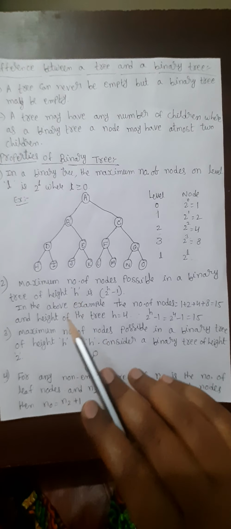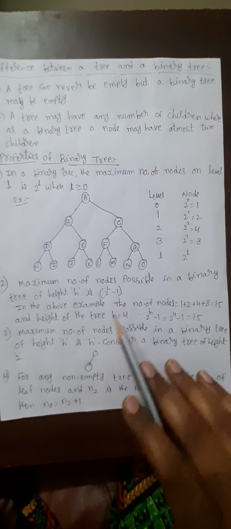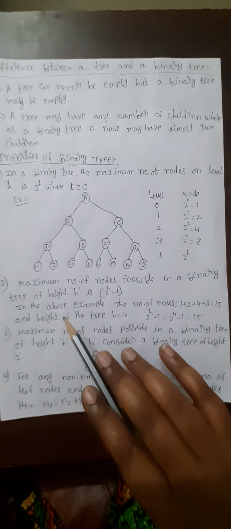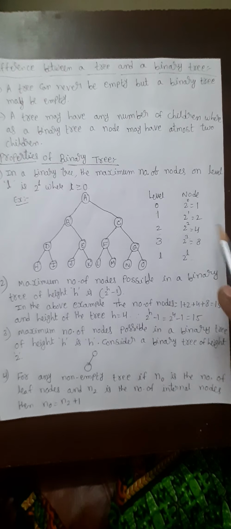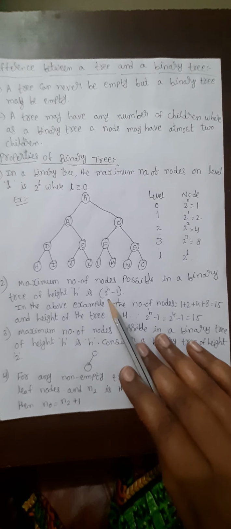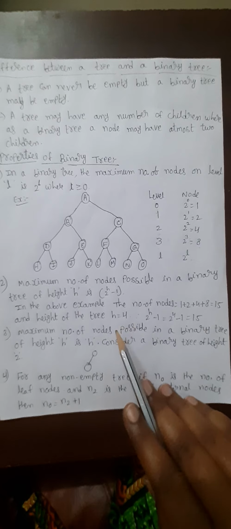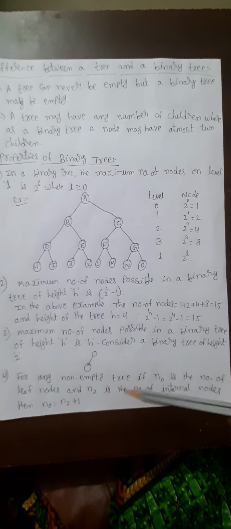And the next one is the maximum number of nodes possible in a binary tree of height h, which is 2 power h minus 1. In the above example, the number of nodes we have already seen is 1, 2, 4 and 8, that is 1 plus 2 plus 4 plus 8 equals 15. And the formula is 2 power h minus 1. Here the height of this tree is 4, that is 1, 2, 3 and 4; it contains 4 levels. 2 power h minus 1 is 2 power 4 minus 1. 2 power 4 is 16, 16 minus 1 equals 15.